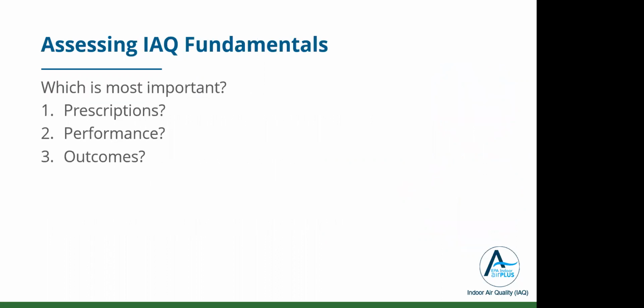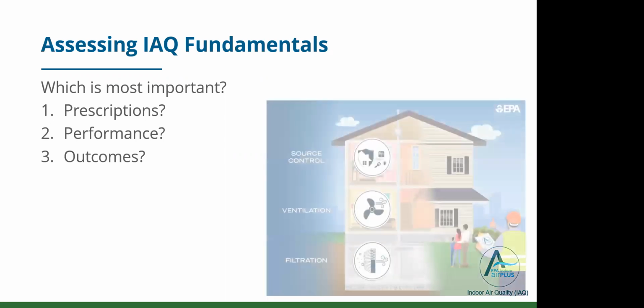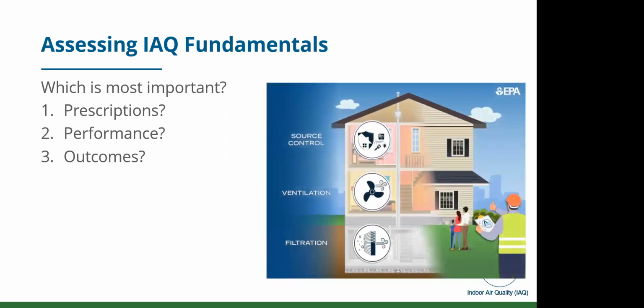So a couple other points of background. This is sort of a rhetorical question. What's really the most important way to address IAQ fundamentals? Is it through prescriptive requirements? Is it through performance-based approaches? Maybe it's a combination of these. When we talk about IAQ fundamentals, we focus on these three strategies, which many of you are familiar with: source control, ventilation, and filtration, or what we call air cleaning.